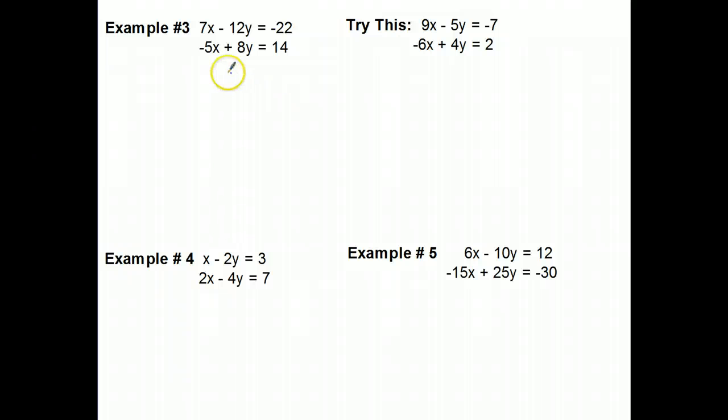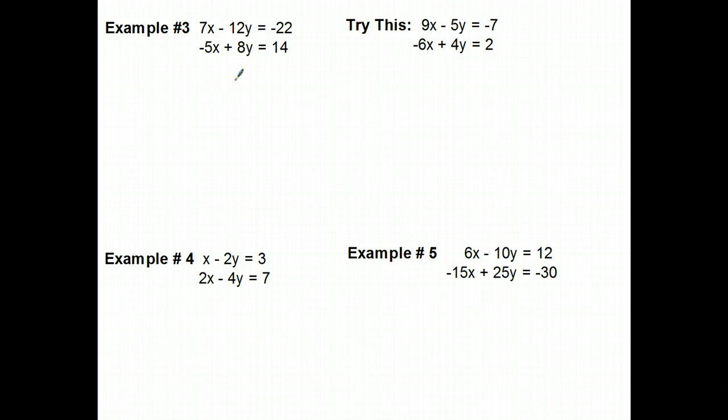All right, example 3. Same instructions, solved by the addition method. There are no gifts here, but so we look to see if one coefficient for a variable goes into the other. It's not going to happen in either case.